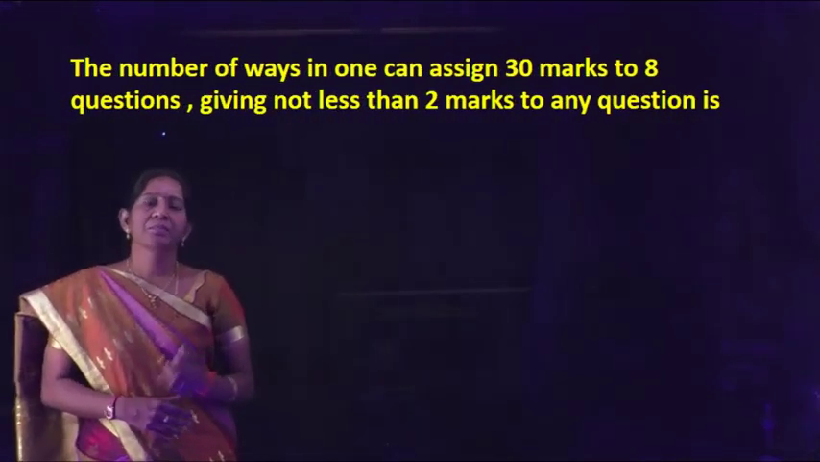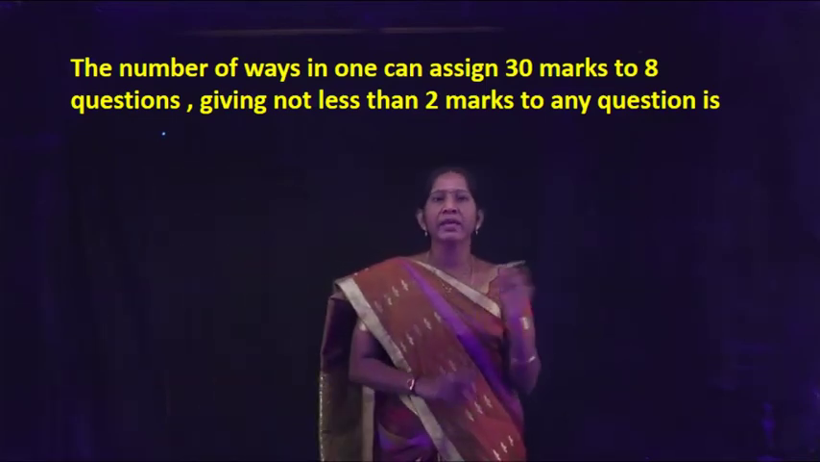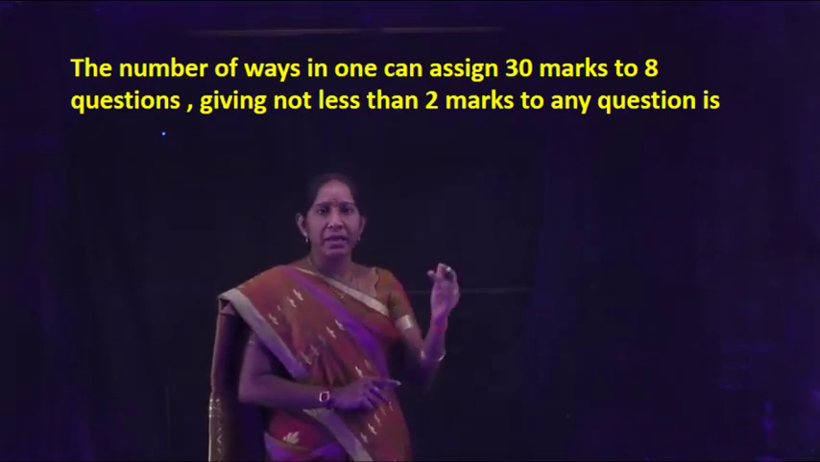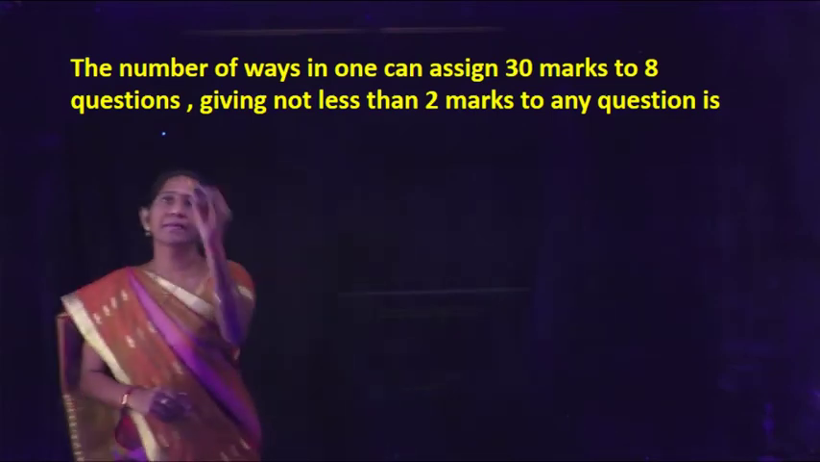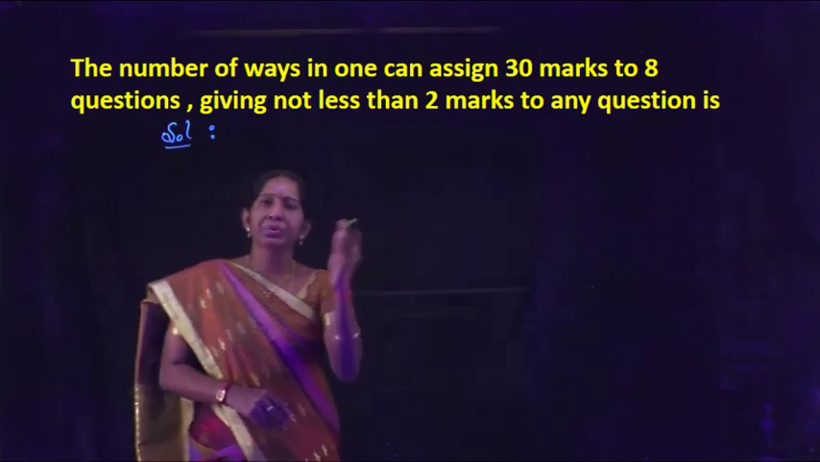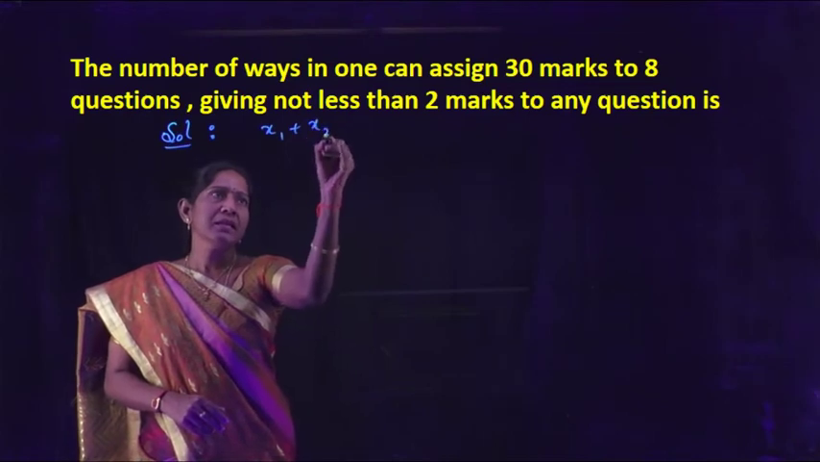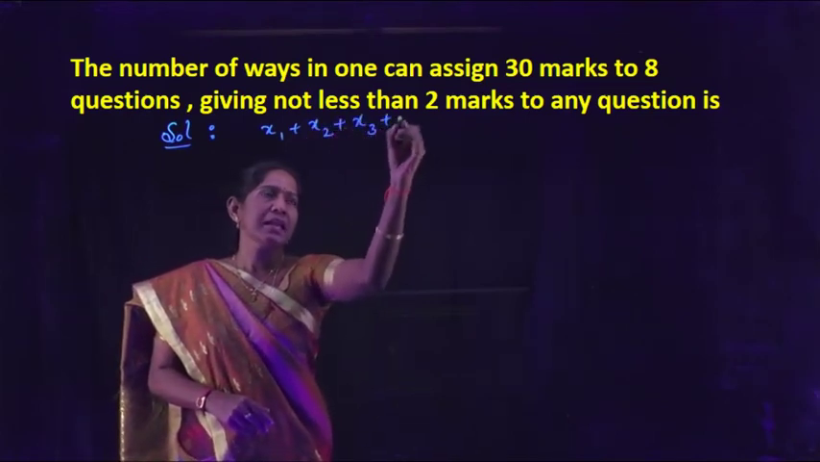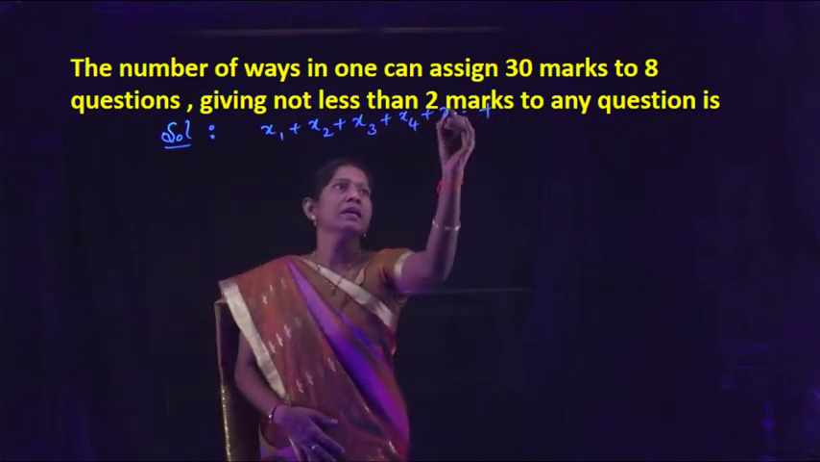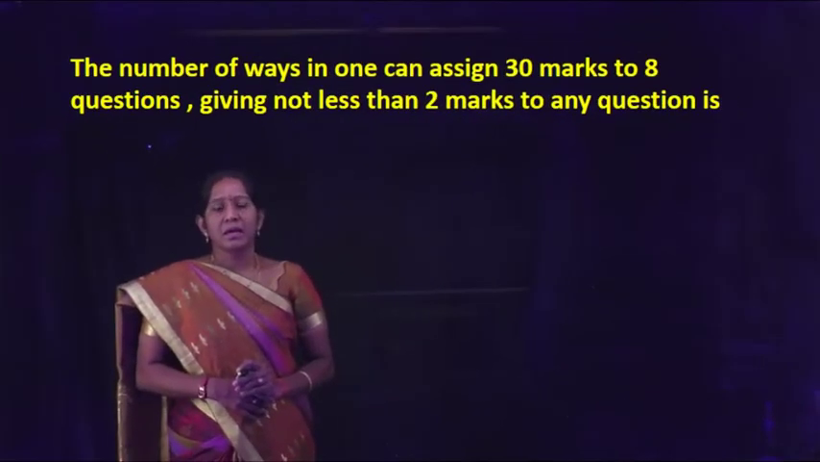See the next problem. The number of ways one can assign 30 marks into 8 questions, giving not less than 2 marks to any question. Here given 30 marks can be distributed to 8 questions. That is denoted like this: x1 plus x2 plus x3 and so on plus x8.